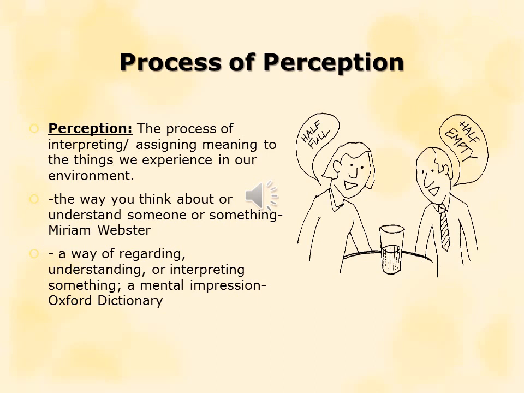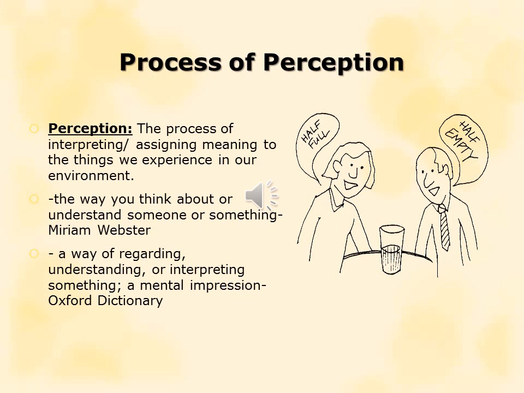I've included a few definitions here, but I think a good summary is the first one: the process of interpreting or assigning meaning to the things we experience in our environment. The classic example of perception is the image here on the right side of the slide. We have the classic quandary: is the glass half full or is it half empty?